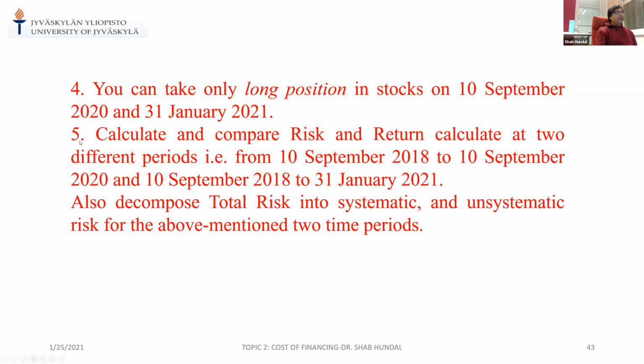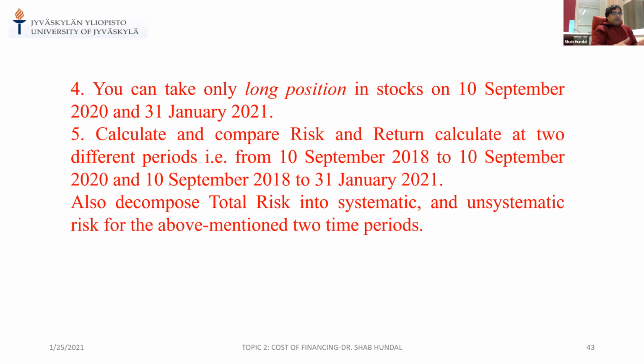So this fifth point is very important. You need to calculate risk and return from 2018 to 2020, and then carry it on to 31st of January 2021. So it means that you will be calculating risk and return, and also breaking up the risk into systematic and unsystematic risk from 2018 to 2020, and then carry on from 2018 to 31st of January 21. And then find out what the situation is, return and risk.